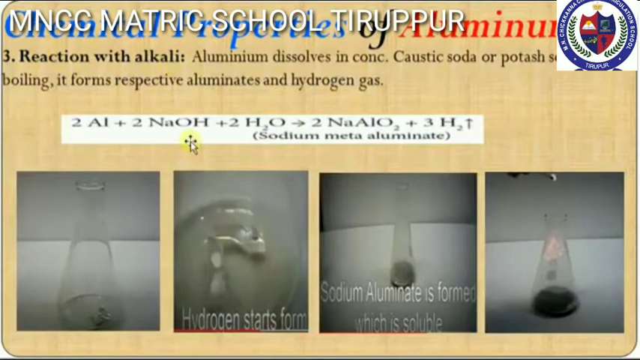And third one, reaction with alkalis. Aluminium reacts with strong caustic alkalis forming aluminates. For example, aluminium reacts with sodium hydroxide and water to form sodium meta-aluminate and liberates hydrogen gas.